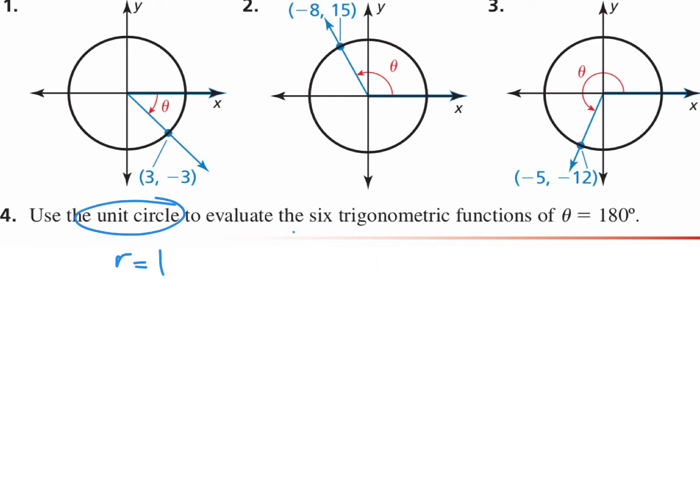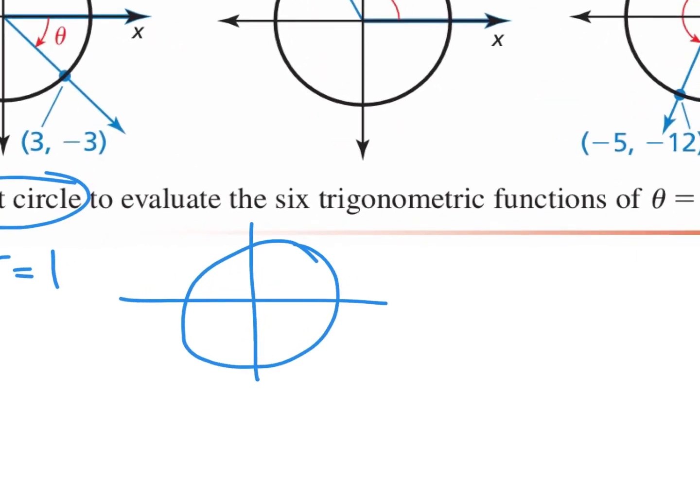Now we need to find what x and y are. So we're going to draw our unit circle here. 180 degrees. If this is 90, this one's 180. So 180 degrees, we go from here to here. So we're looking at this point here. What would be our coordinate point here?